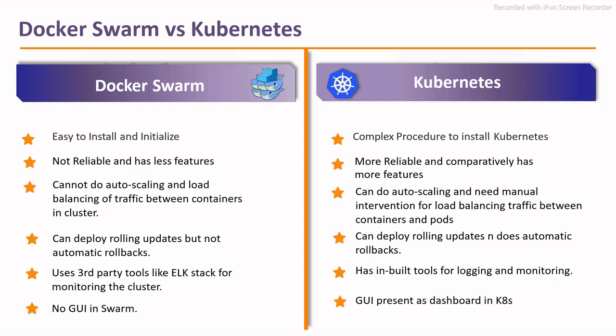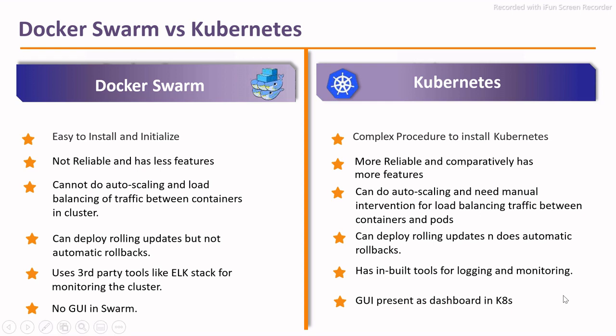Next, in Docker Swarm we can do rolling updates but cannot do automatic rollbacks. But in Kubernetes, we can do both. In Docker Swarm, we have to use a third-party tool for monitoring, like ELK and others. But Kubernetes has an inbuilt feature for logging and monitoring. Next, Docker Swarm has no GUI, but Kubernetes has a GUI called Dashboard, from where we can see all the details of our cluster like pods running, pods failing, deployments, cron jobs, everything.